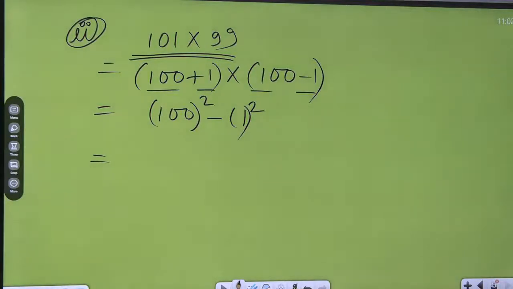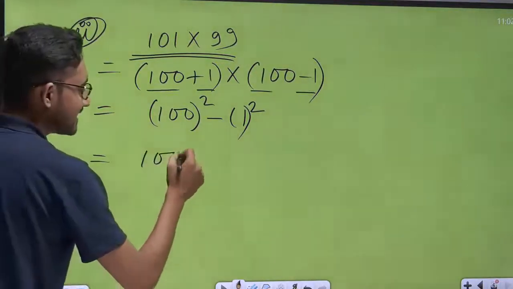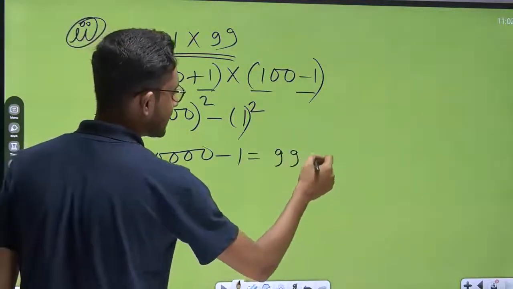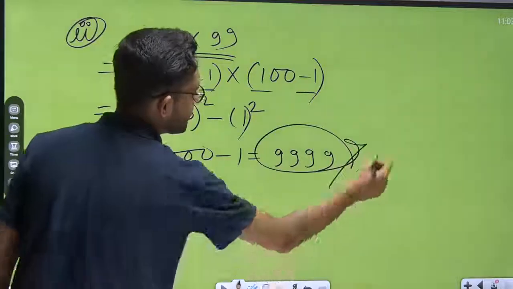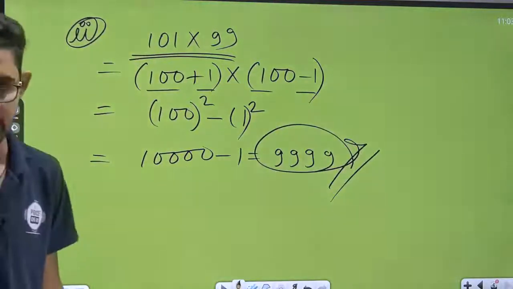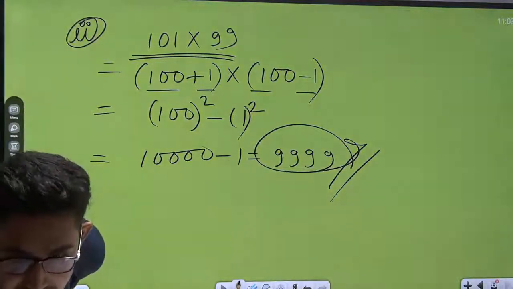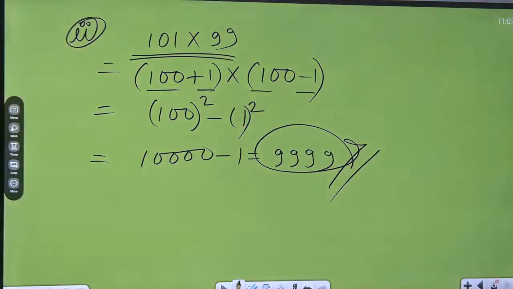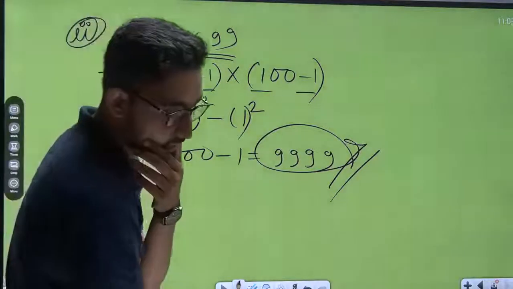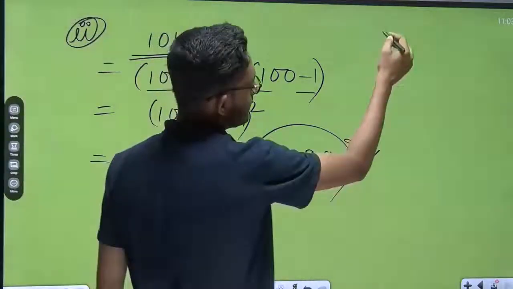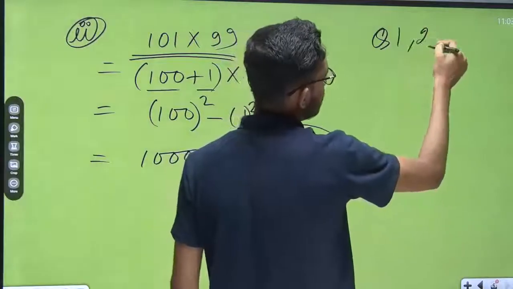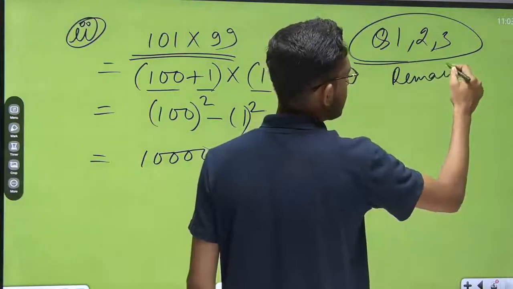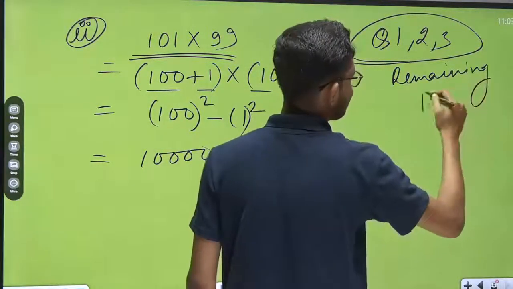So write down here 100 square, a square minus b square. Give brackets. Now 100 square means 10,000, and minus 1, that is, we can say 9,999. That is your 100% correct answer. Okay, it was already given in the chat option. I see many of the students gave the same answer. Very good. Okay, so question number 3, second part completed.